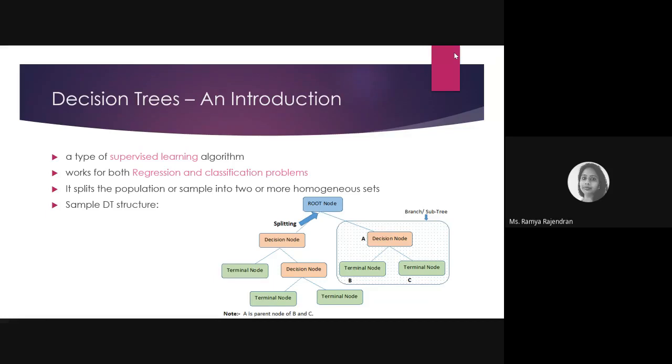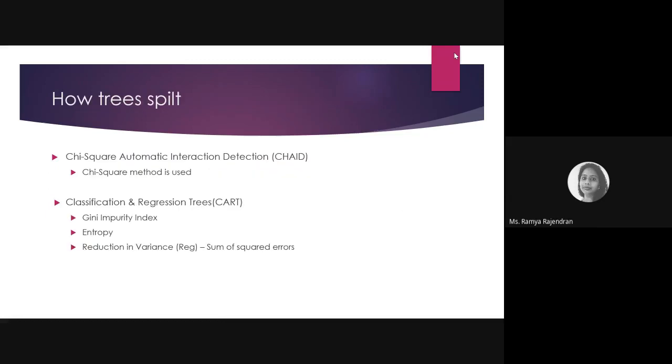To brush it up, we all know decision tree is a supervised algorithm. It's kind of a basic algorithm for a lot of algorithms which come under this banner. It works for both regression and classification problems. Okay, so we all know how the tree looks. So yeah, let's skip this.